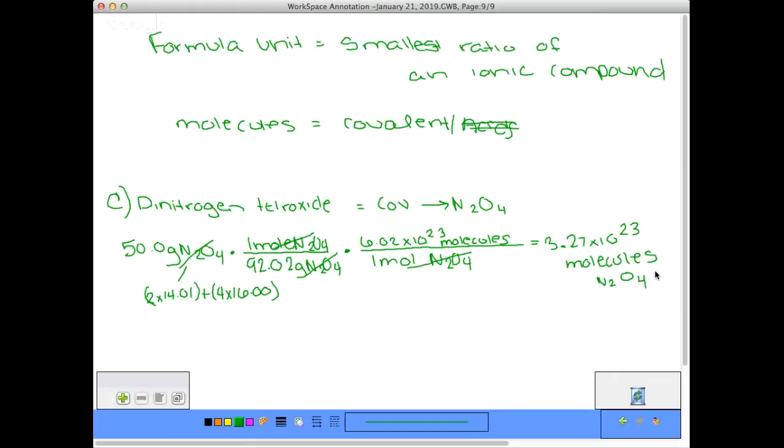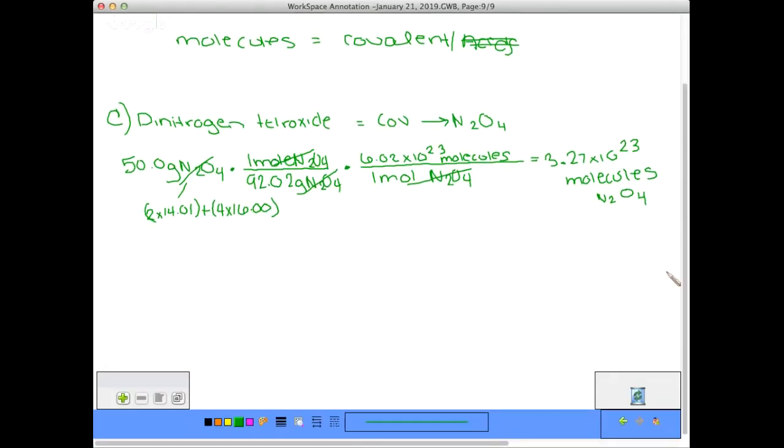Let me just double check that. So 50 divided by 92.02. I'm going to multiply that by 6.02 to the 23rd. Yep. And so that would be my answer. You would do the same thing with a formula unit. So let's look at a formula unit and what that one would look like.